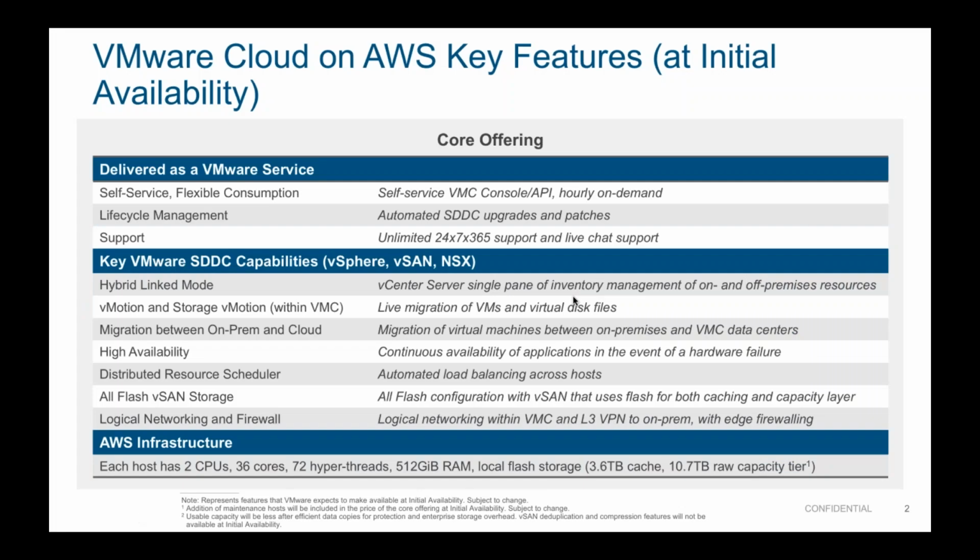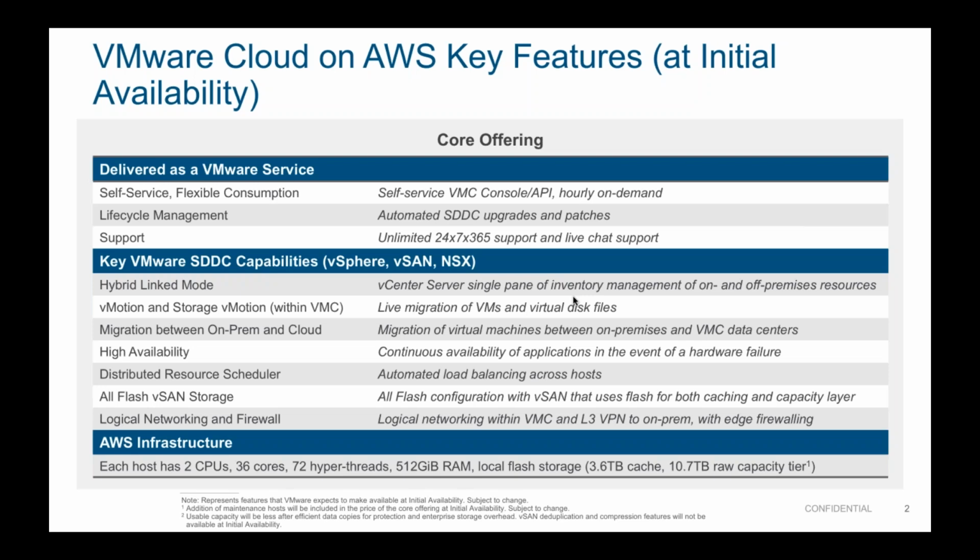Then we'll drill down to talk about several of the key features available at the initial availability. I'd like to talk about three features here. The first feature is hybrid linked mode. It's a vCenter Server feature that powers the single pane of glass. Because of hybrid linked mode, you can use vCenter to manage the on-prem and cloud resources, and you can see all the resources in a single UI.